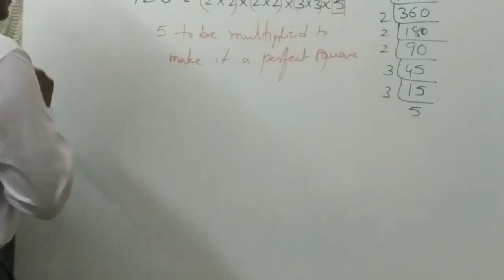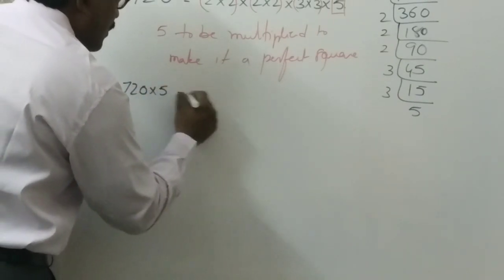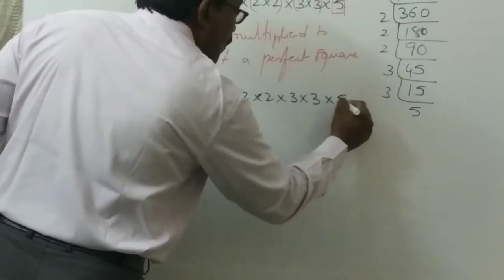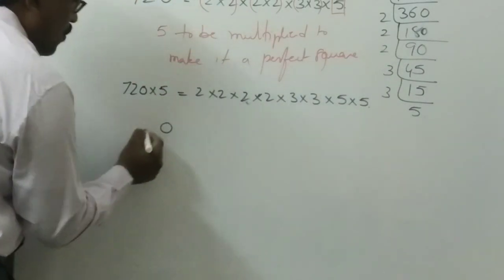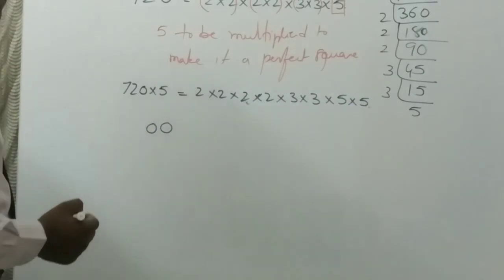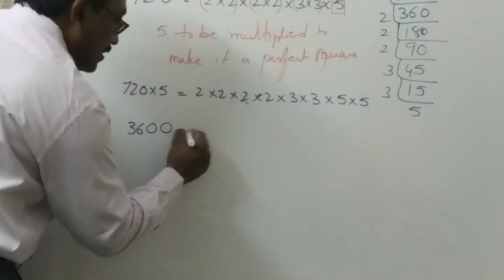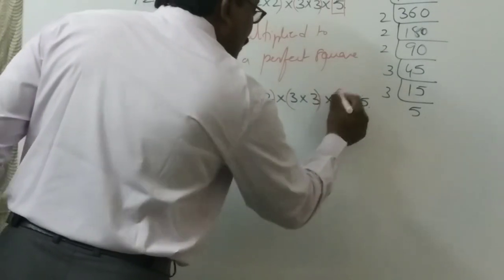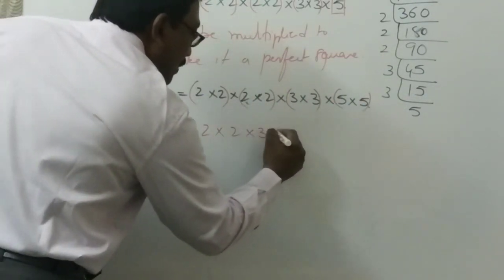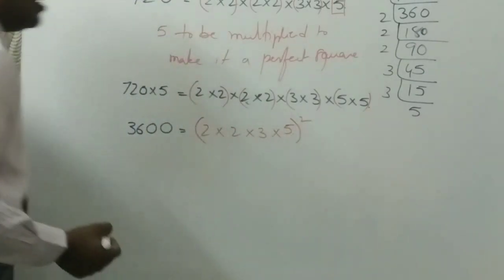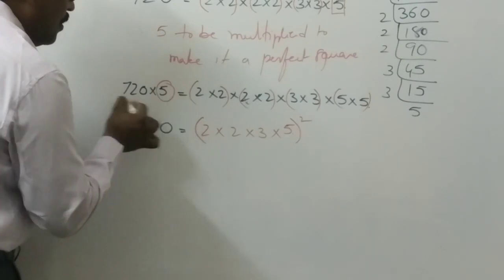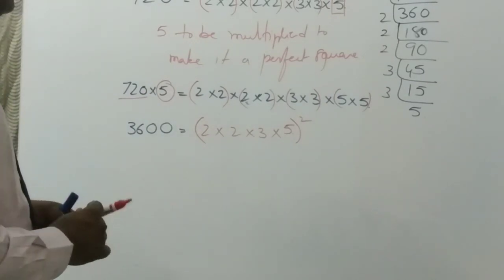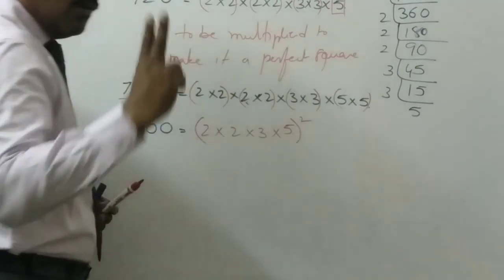So, 720 into 5 is equal to 2 into 2, 2 into 2, 3 into 3, 5 into 5. Again here I am doing pairing. So 2 into 2 into 3 into 5, each one is repeated 2 times. So if you multiply 720 with 5, then it becomes a perfect square. So what is the concept? A perfect square means each prime factor should be repeated twice.